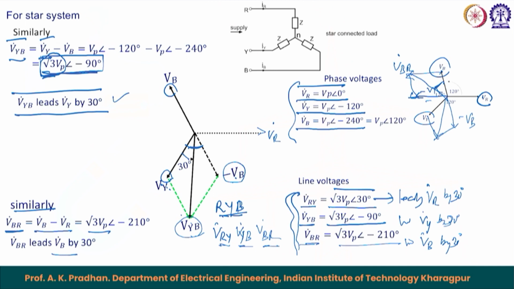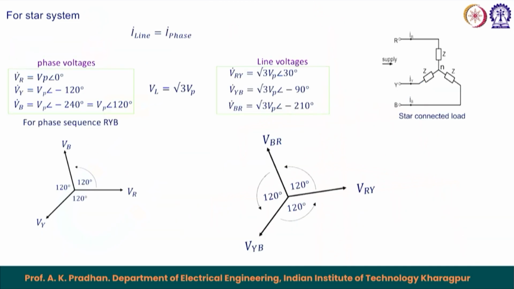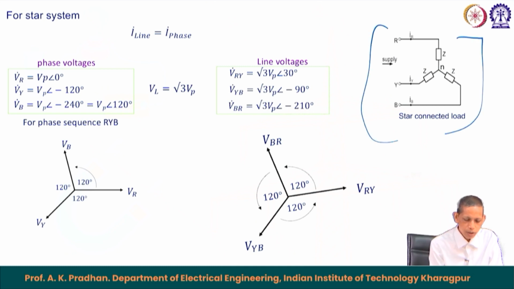So, this is the corresponding relation for phase voltage versus line voltage, and already we have seen that line current equals phase current for the star connected system. So, overall, for a star connected load system with phase voltages VR, VY, VB expressed at 0 degree, minus 120 degree and plus 120 degree, the corresponding line voltages RY, YB and BR are at 30, minus 90, minus 210.